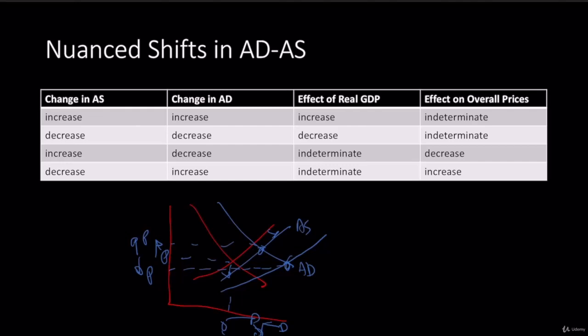And that's why I say nuanced, because sometimes with the changes in aggregate supply and aggregate demand, we can be sure of one thing but not sure of the other, because we're not sure of how much the curve shifted by. So in these cases, if aggregate supply increases and aggregate demand increases, we're sure that GDP will increase, but we're not sure what's going to happen to the price levels. And you can do this exercise with the other three to see what would happen. That's enough for this video. In the next video, we're going to start with economic growth.